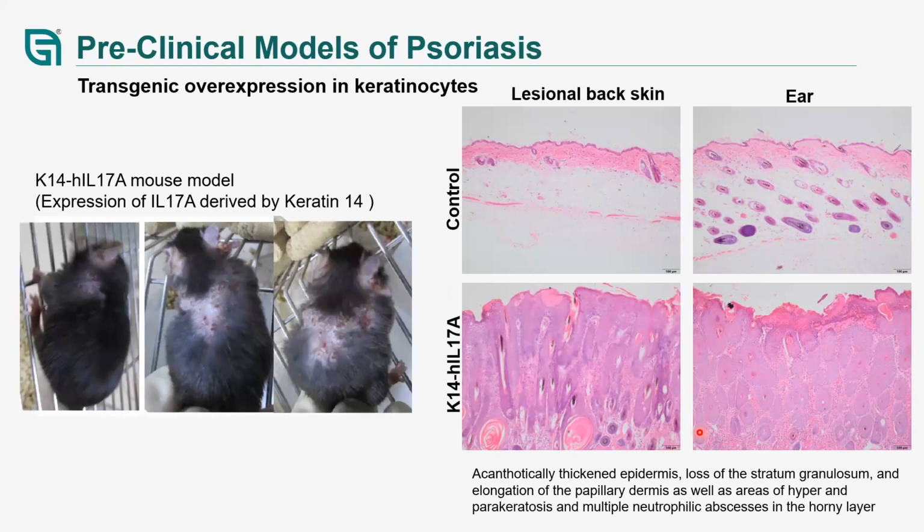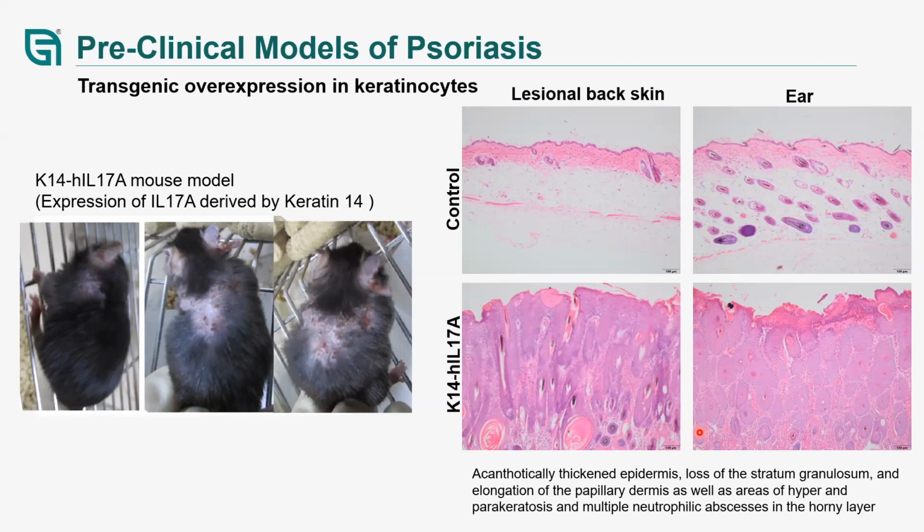GemPharmatech's K14 human IL-17A mouse model is designed to have conditional overexpression of human IL-17A in keratinocytes. This is a knock-in, ablating the murine version of the IL-17 gene. These knock-in mice display dry, flaking skin by 8 to 9 weeks of age. After reaching maturity, these mice display remarkably consistent skin inflammation. These features show the skin phenotype as observed in dorsal skin of K14 IL-17A mice and littermate controls.